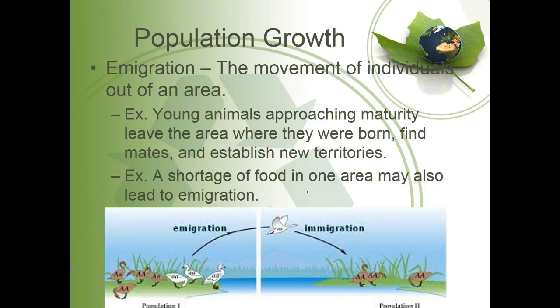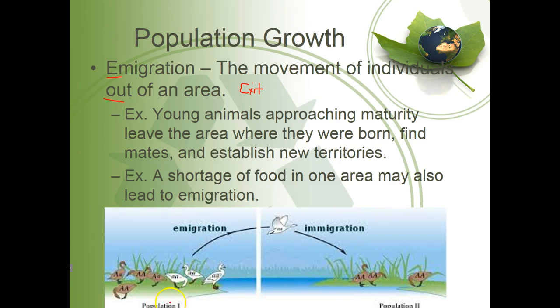If you contrast that with emigration, the movement of individuals out of an area, and if you think E and you think exit, then it makes sense. Okay? So young animals approaching maturity leave the area where they were born, find mates, and establish new territories. They're going to grow up in one area, leave the nest, so to speak, and then go out to the world in search of new mates and new resources. A shortage of food in one area may also lead to emigration because organisms at this point need to leave.